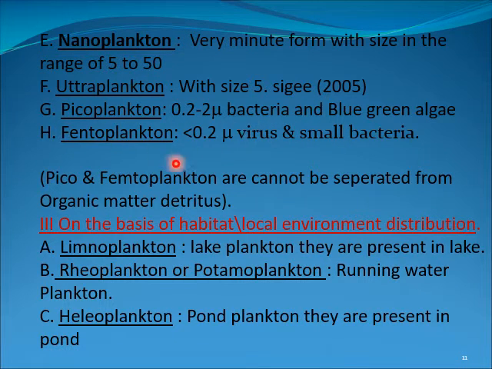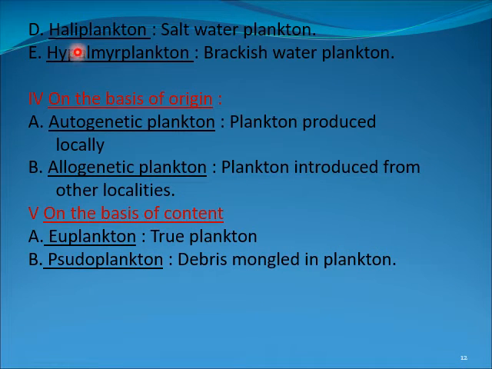High-level magnification is required. On the basis of habitat: lake plankton are known as limnoplankton; rheoplankton are running water plankton; potamoplankton are river plankton; and heleoplankton are pond plankton. Helio and helio are two terms. Heleo is the pond, and haliplankton is the saltwater plankton. Hypermeroplankton is the brackish water plankton.